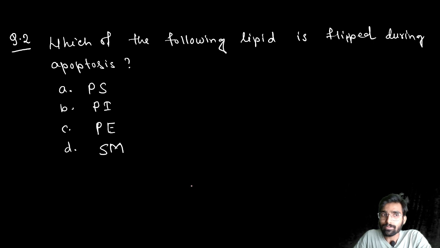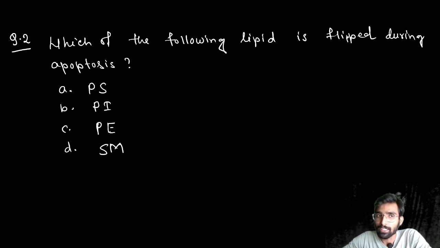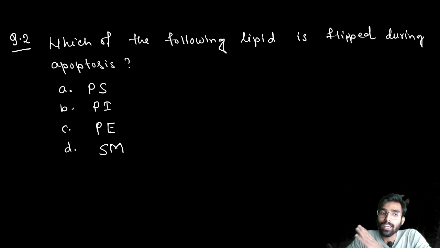Now our question number 2. Which of the following lipids is flipped during apoptosis? First option is phosphatidylserine, second option is phosphatidylinositol, third option is phosphatidylethanolamine, fourth one is sphingomyelin. Okay, pause and try. So the correct option is, of course, the PS, the phosphatidylserine.